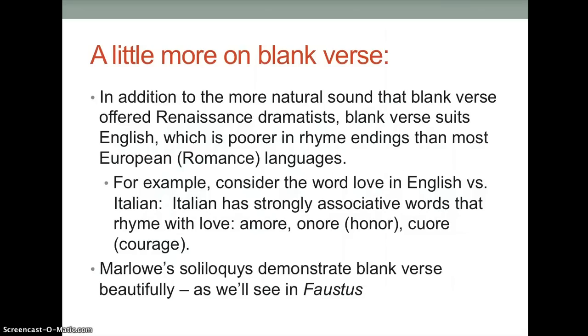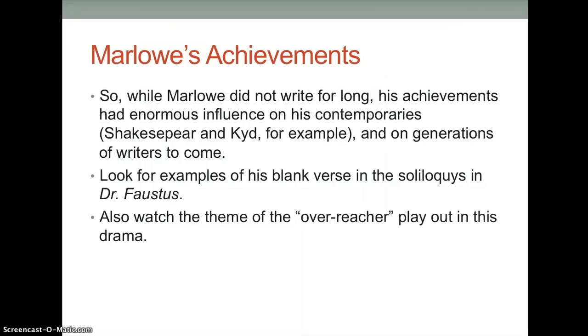So again, just to emphasize, Marlowe's soliloquies demonstrate blank verse beautifully, and I urge you to take note of those in Faustus. So let me just summarize by pointing out that though he did not write for long, Marlowe had enormous influence on his contemporaries, Shakespeare and Kidd, but also on generations of writers to come. So if you look, for example, at this in Dr. Faustus, you will find it in his soliloquies.